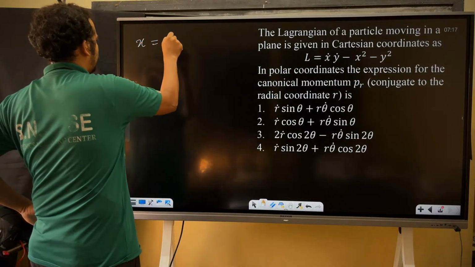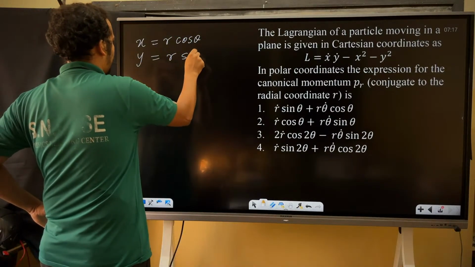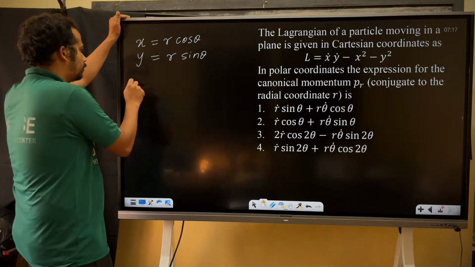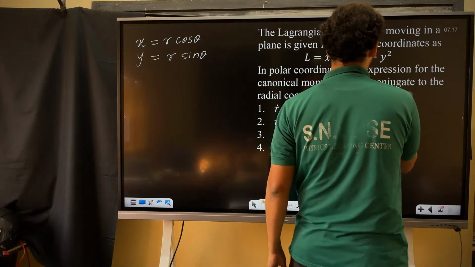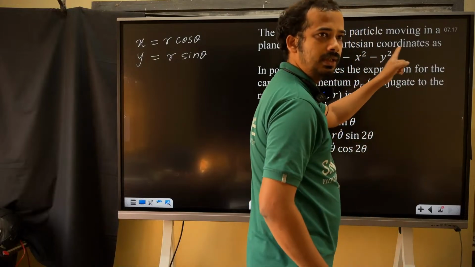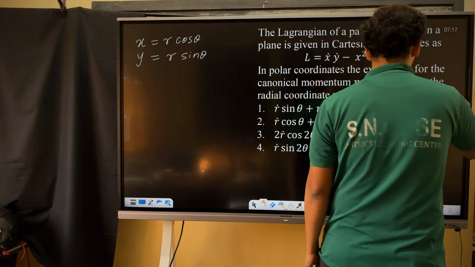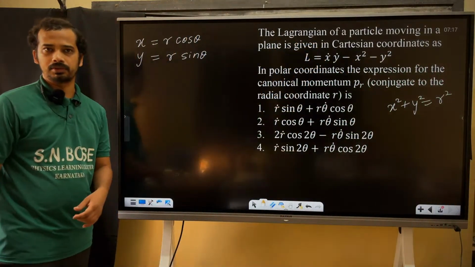x equals r cos theta, y is equal to r sin theta, am I right? So x squared plus y squared is equal to r squared, because here you can take the negative sign outside, and directly r squared comes. x squared plus y squared is nothing but r squared. So that's quite easy. But x dot and y dot should be worked out.